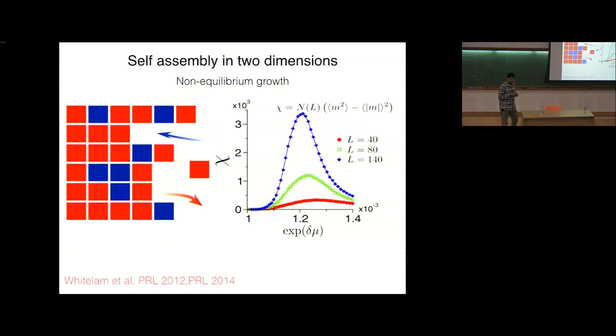So this is like the finite size scaling. This is the three different box sizes, and you sort of see this thing. So I just threw that up here. You could do the same thing. Instead of tuning delta mu, which is my non-equilibrium driving force, I could just tune J, the coupling constant, and I could get a curve that looks like this.